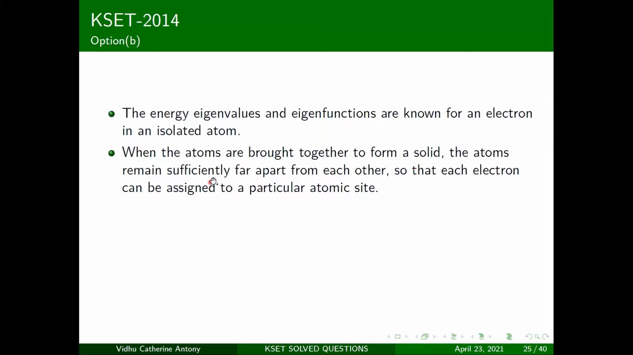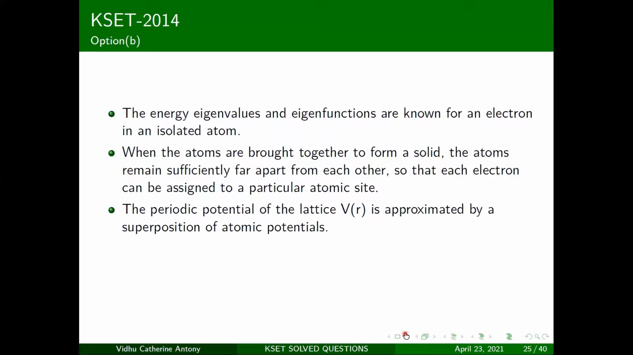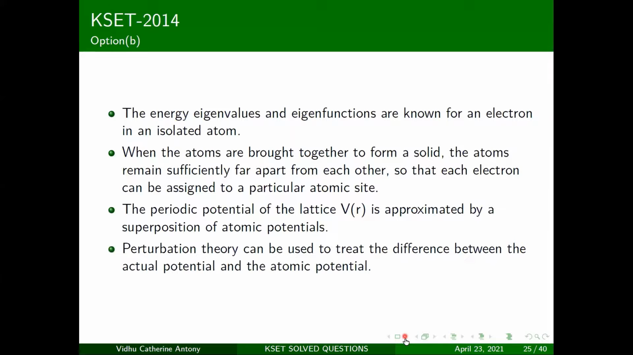The next thing is that when the atoms are brought together to form a solid, the atoms remain sufficiently apart from one another so that the electron can be assigned to a particular atomic site, so that you can make up this periodic arrangement of atoms in your crystal. The next is that the periodic potential of the lattice, V of R, is approximated by a superposition of atomic potentials. And the last is that perturbation theory can be used to treat the difference between the actual potential and the atomic potential.